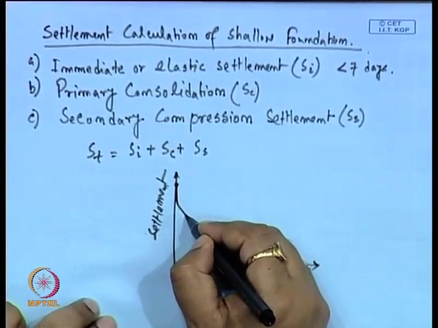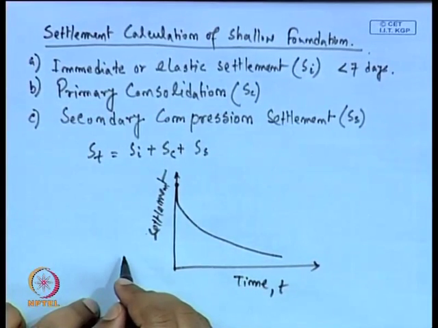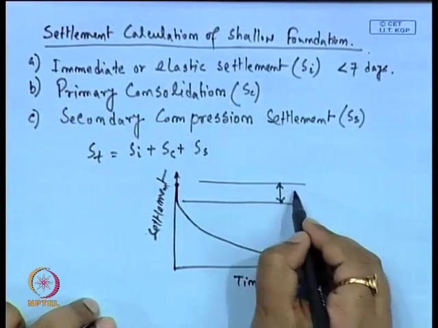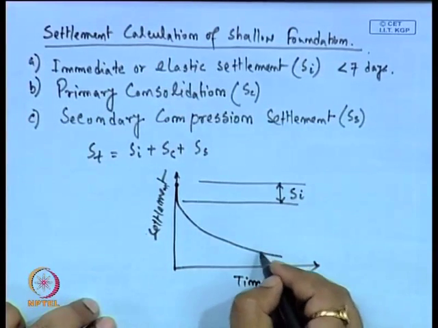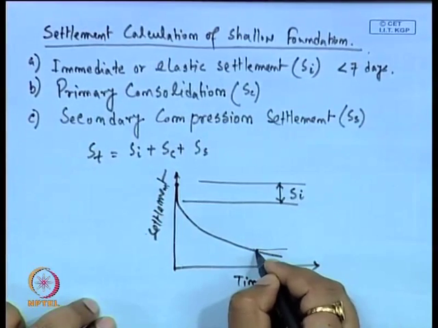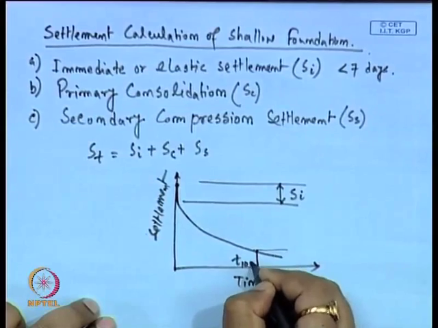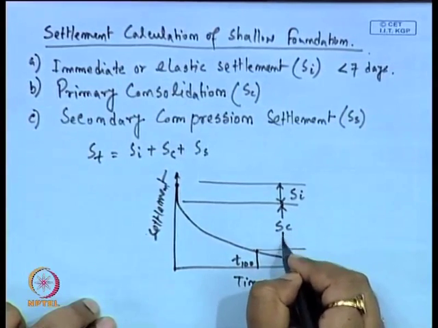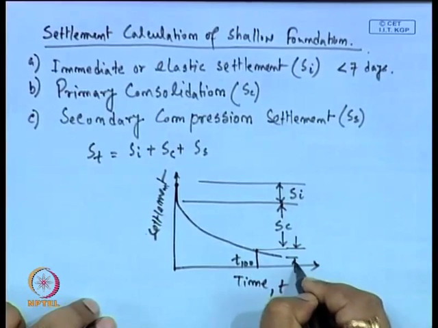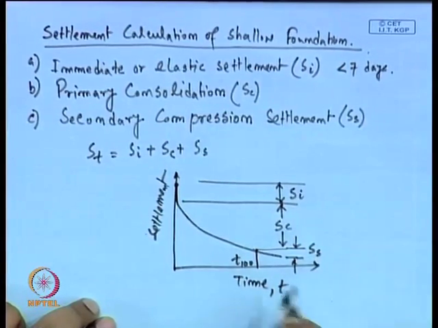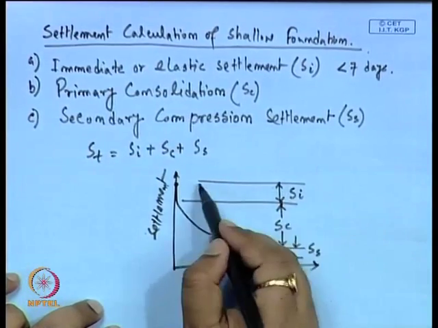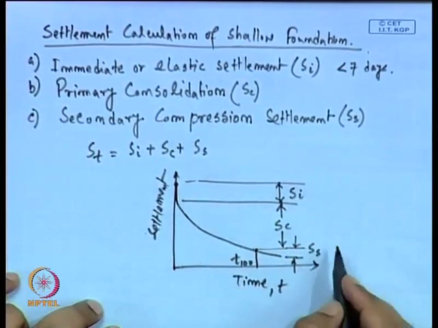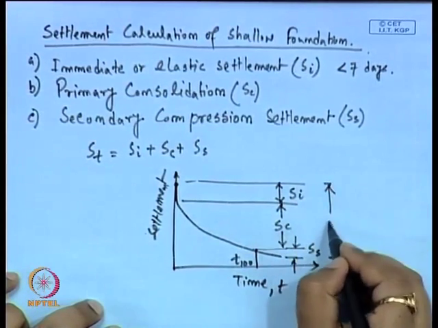So, if I draw this graph, we will get this type of settlement graph. Up to here is the immediate settlement, and suppose this point reaches 100% consolidation, or T100. From here to here is the consolidation settlement, and this is the secondary compression settlement. So, these are the three parts: immediate settlement, then primary consolidation settlement, then secondary compression settlement. Together, they give the total amount of settlement, or ST.